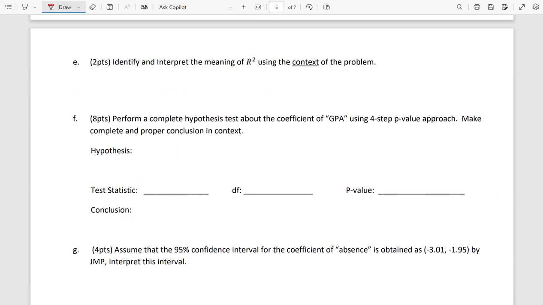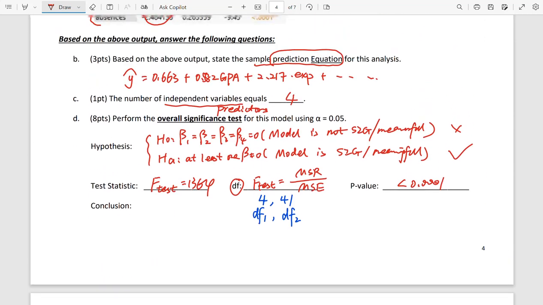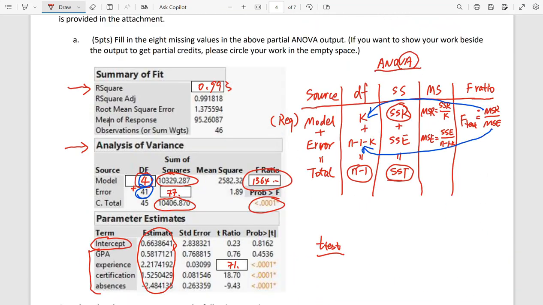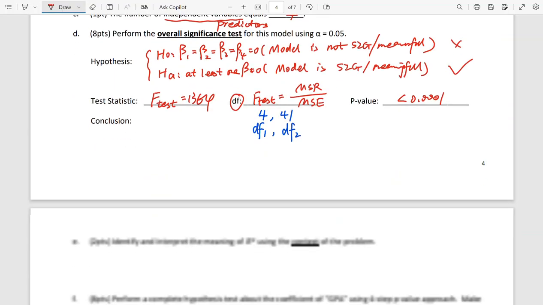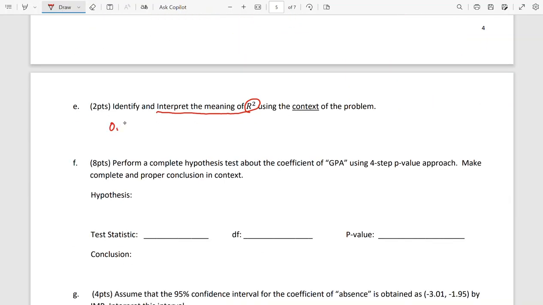Identify and interpret the meaning of R squared using the context of the problem. So we want to interpret the meaning of R squared. First, what is the R squared? We just got it, right? R squared equals 0.993. So then how do we interpret this value?